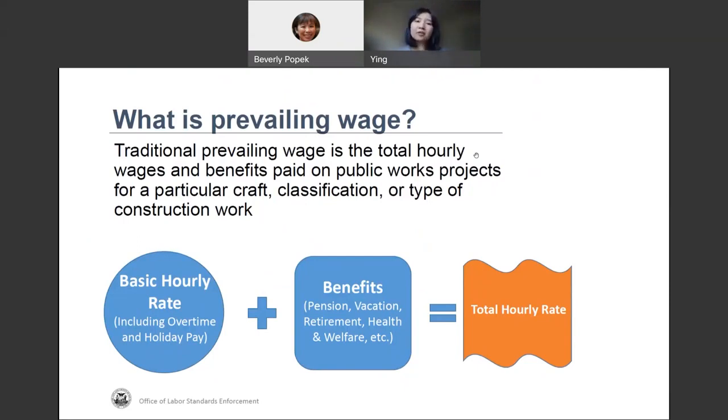There are 2 parts of the prevailing wage. The first one is the basic hourly rate, which includes the overtime and the holiday pay. And the second part is the benefit. They're including pension, vacation, retirement, health and welfare, etc. And together, you have the total hourly rate.